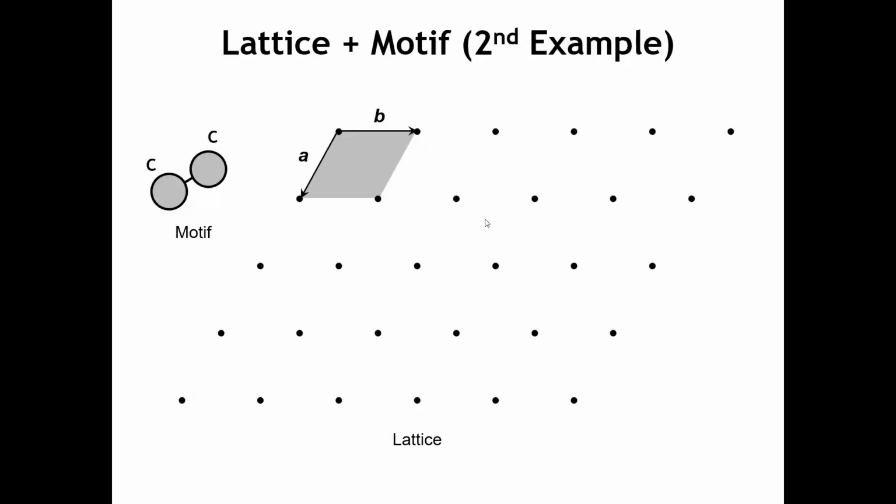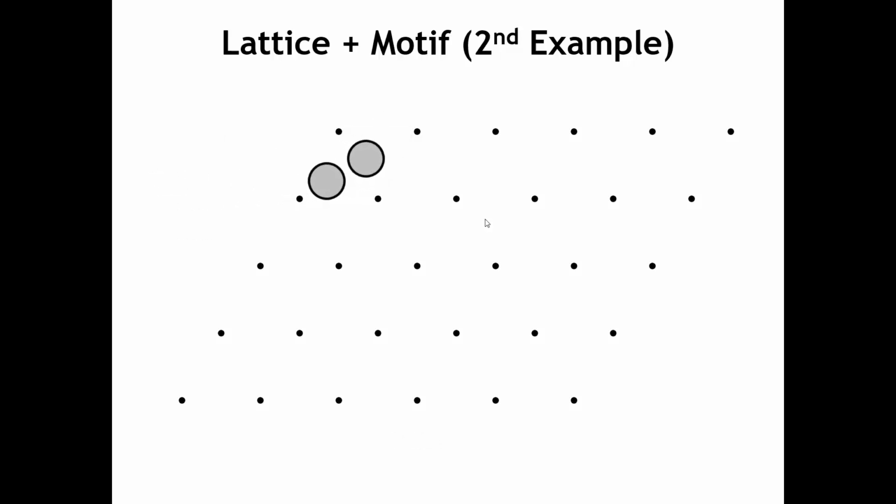Now let's do another example. I'm going to let you do this example. Here we have a hexagonal 2D lattice, and we're going to have a 2-atom motif, and they're both going to be carbon atoms. And in this example, I'm going to place the 2 atoms from the motif here inside my parallelogram, not on a lattice point.